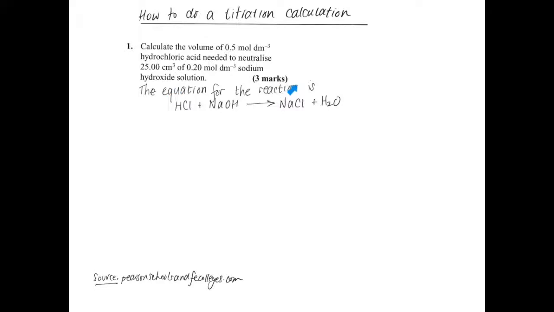You'll usually be given the equation, and in this case it's HCl + NaOH → NaCl + H2O. This is important because even though in chemistry we don't write the ones in, I'm going to put them there just to show what this means: 1 mole of hydrochloric acid reacts with 1 mole of sodium hydroxide.